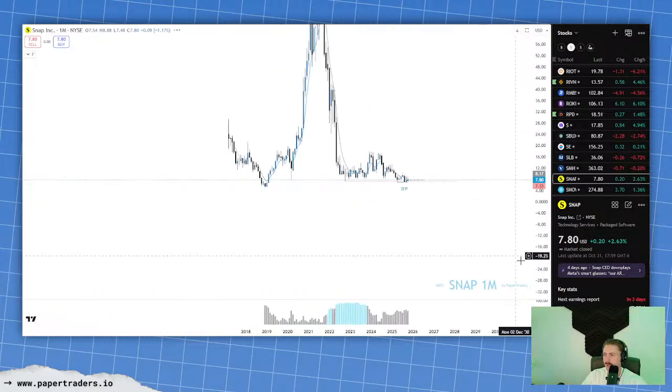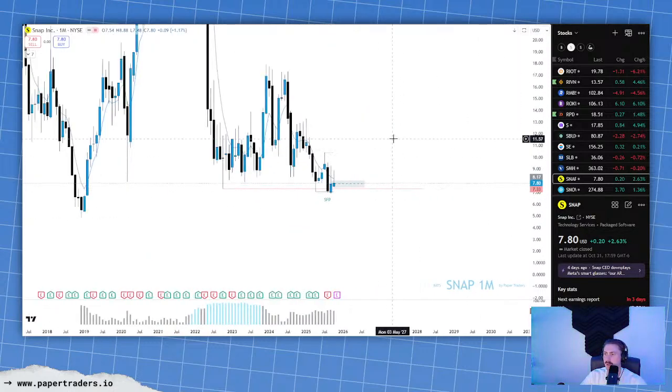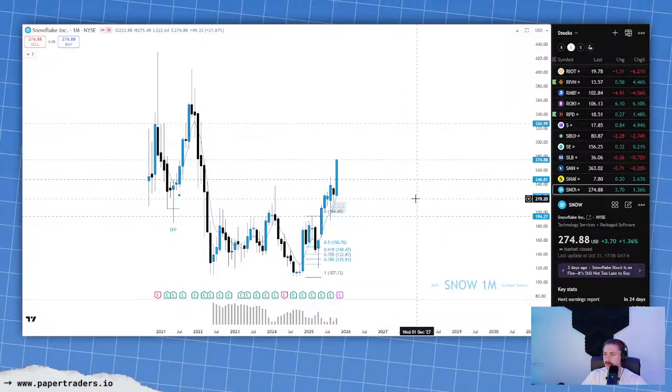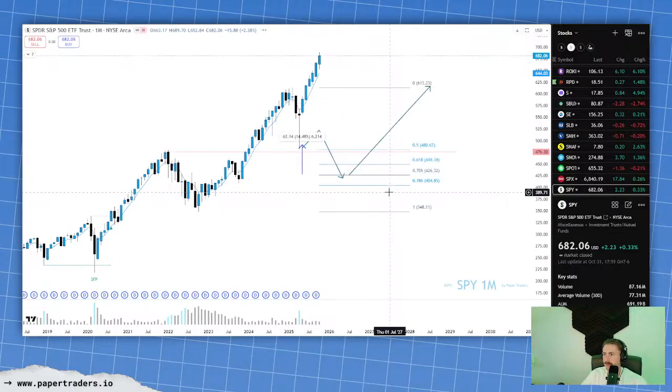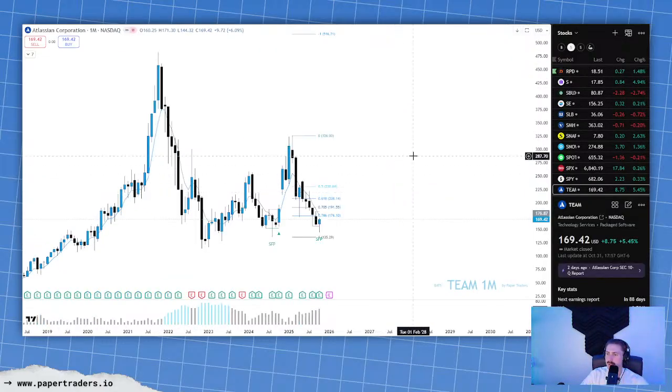Snap shorts. Snow. There's not much good looking. Spot, that's pretty good. Team could be good. Team monthly. Yeah, team looks good. I like team. I posted it before, earlier today. Yeah, I like team.